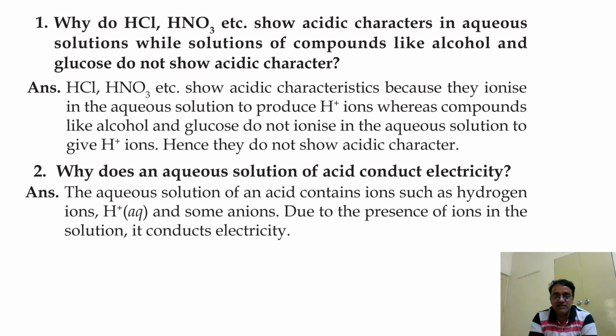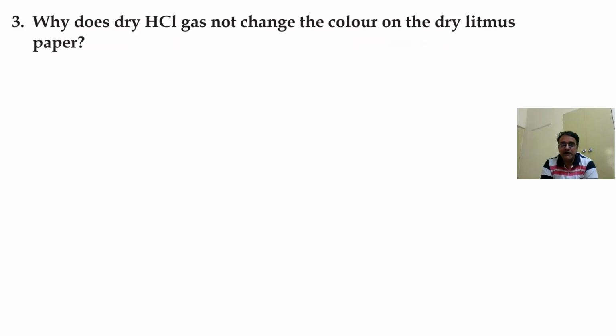Now let us move towards question number 3. Why does dry hydrogen chloride gas not change the color of the dry litmus paper? This is because hydrogen chloride gas does not ionize to give hydrogen ions H plus, right? Hence it does not show acidic property. जब वो पानी में dissolve होगा, when it ionizes in aqueous solution, then only it will produce hydrogen ions, right?